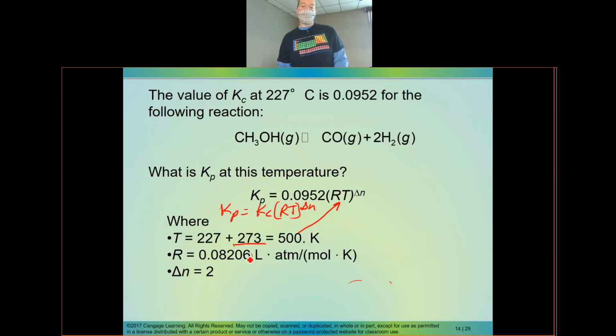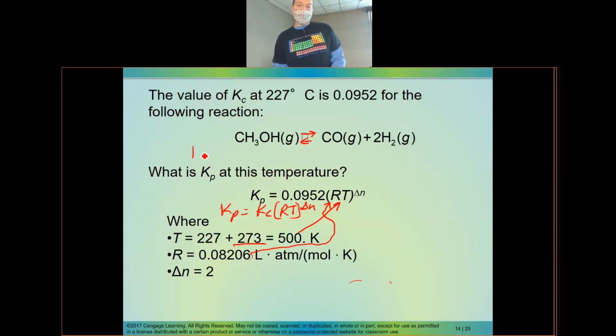The R value is 0.08206, and the R value must be that one so that when you are finished, you have units of moles per liter that cancel out. You have to have an R value that has units of moles per liter so that they cancel out. You have to have an R value that has atmospheres in it because that's what Kp units are going to be in, atmospheres.